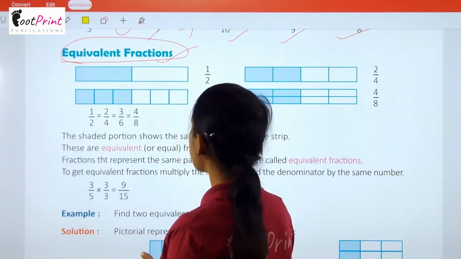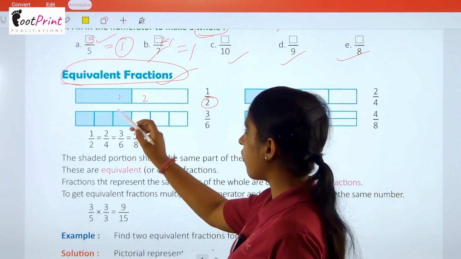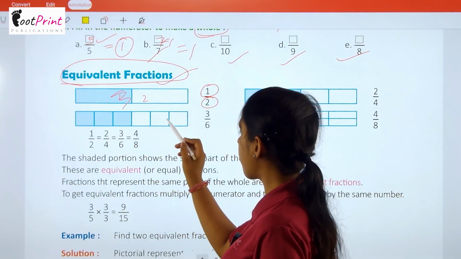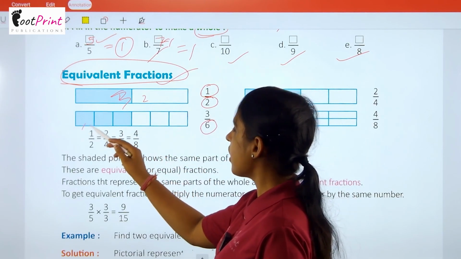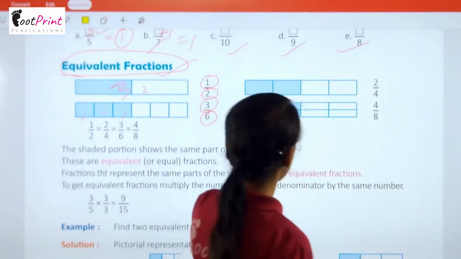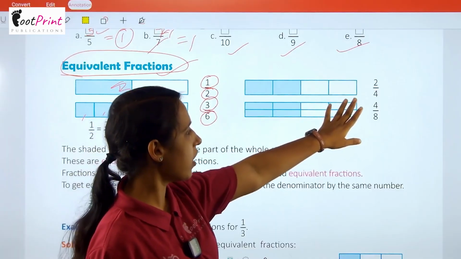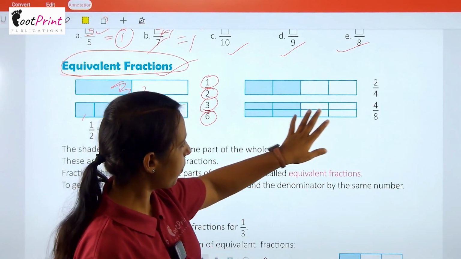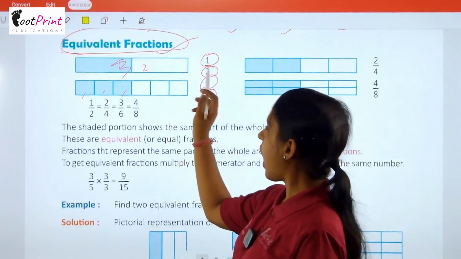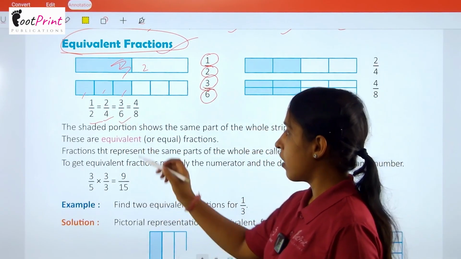Okay, so here, as we wrote earlier, there are two parts, that is our denominator, and one part is shaded, so it will become 1/2. Here 1 2 3 4 5 6 parts are given and 3 parts are shaded, so it will become 3/6. Okay, now here 4 parts are given and 2 parts are shaded, so it will become 2/4. Here 8 parts are given and 4 are shaded, so we have to find out what. So these are equal: 1/2 equals 2/4 equals 3/6 equals 4/8.